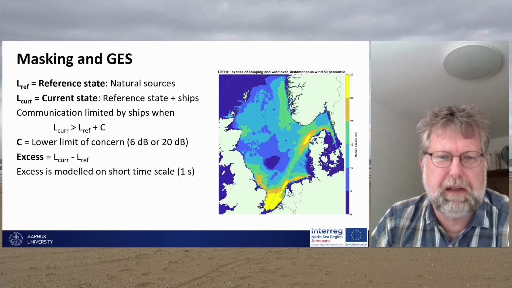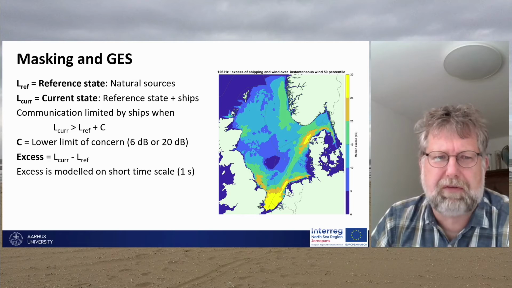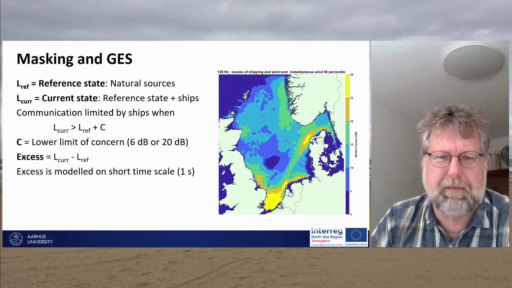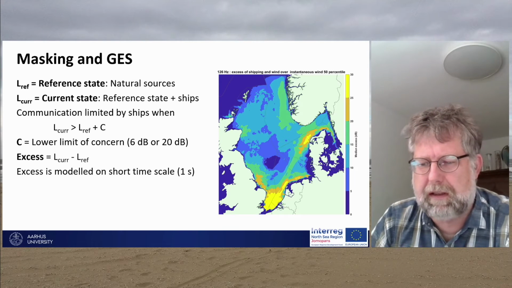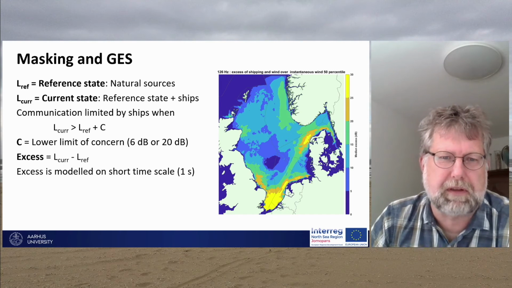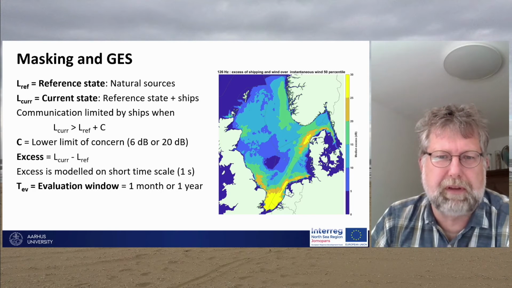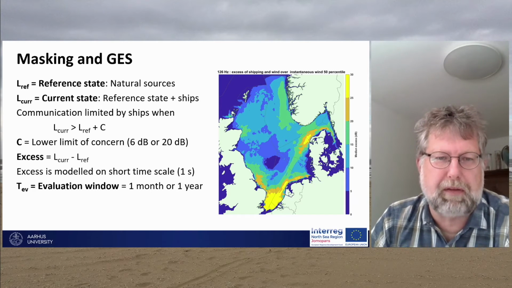And the reason for this is that masking is almost instantaneous. Masking only occurs in the time when the noise is there. As soon as the noise is gone, the masking is gone. So it's not very helpful to model masking based on long-term averages, because that doesn't say much about the actual conditions the animals are experiencing. But for an overall assessment of GES, we need to make the assessment over a longer period, either 1 month or 1 year.